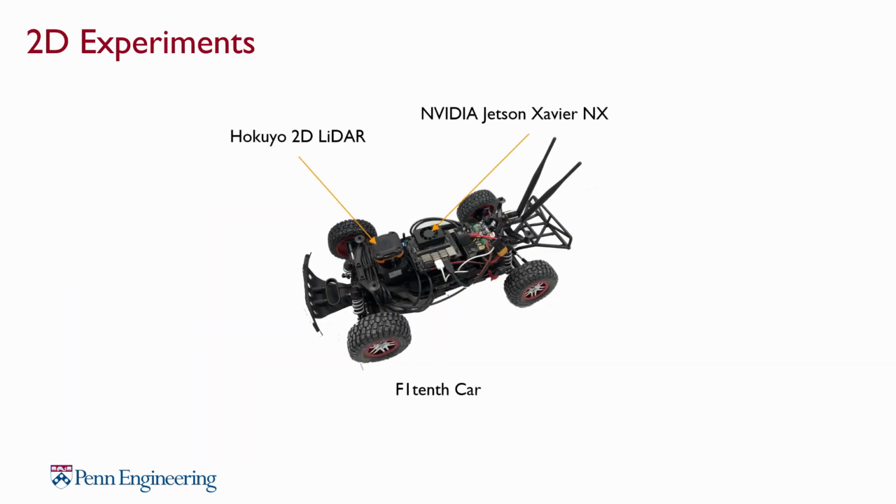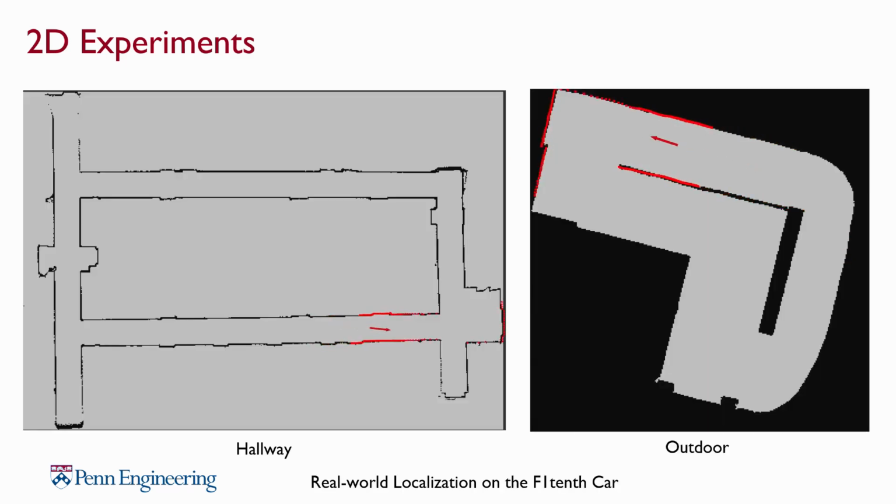We trained with data from the simulation and directly deployed on an F-110 car, which has a 2D LiDAR and a Jetson NX board. Here are videos of live localization on an F-110 car in a real environment. Because local-in outputs a distribution of poses, we can further use an EKF to fuse with other sensors.